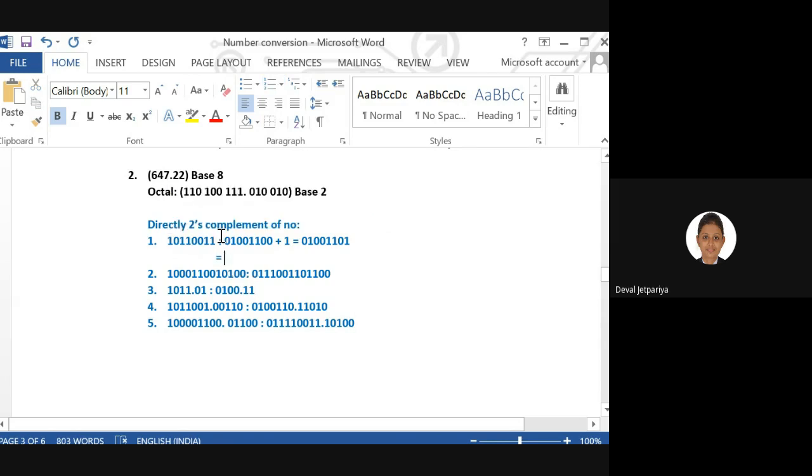One more time. You need to start with this last location until you get the first one in your data or in your question. Everything you need to write down as it is. Suppose 0 then 0, 1 then 1. But after that first one, whatever is there, you need to write down as a one's complement. Okay, this statement is clear.